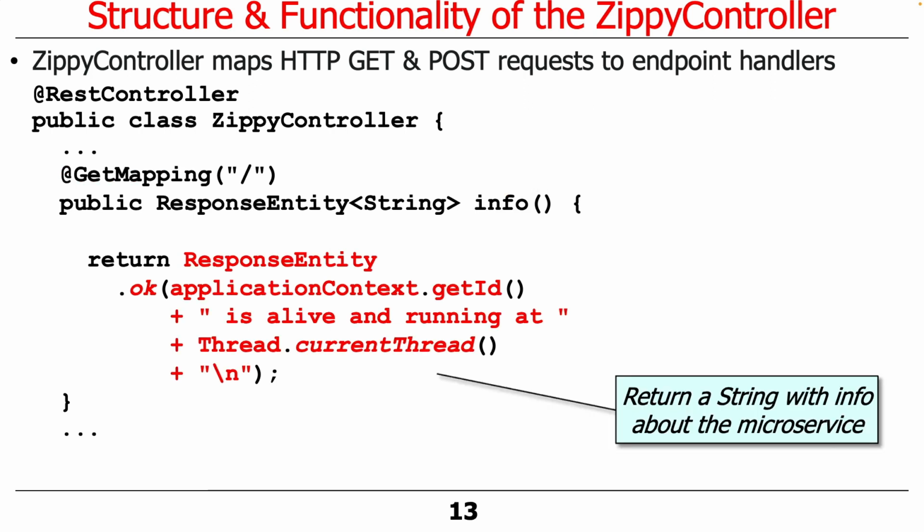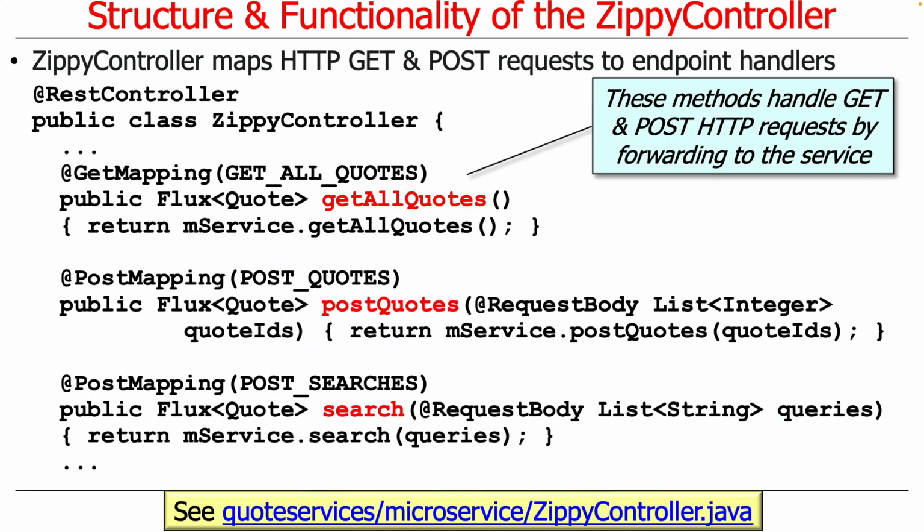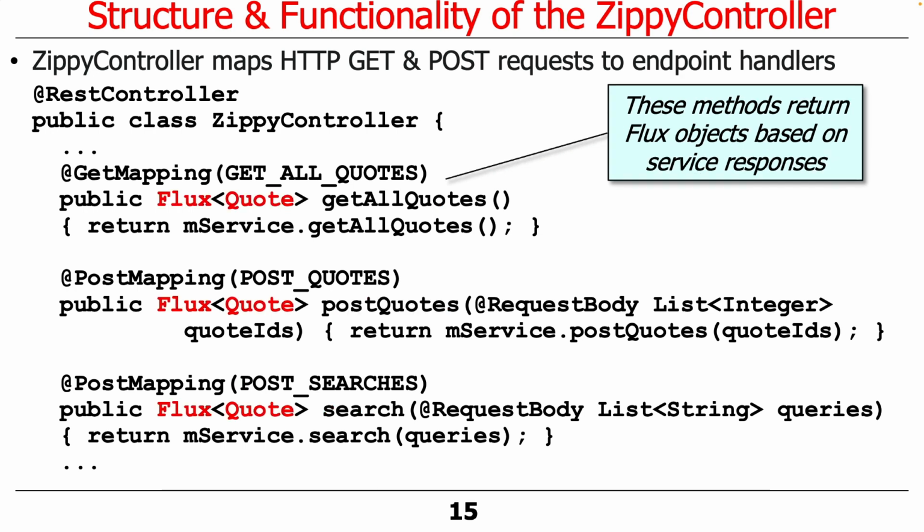And it does that by making a call to the Zippy route name, and that will end up calling this method, which will return the fact that it's alive, which is good. We've got a bunch of methods that are the controller endpoint handler methods that convert from HTTP requests, GET and PUT requests, into Java native types. So here you can see we've got get all quotes, post quotes, search, and so on. There's some other stuff I omitted here.